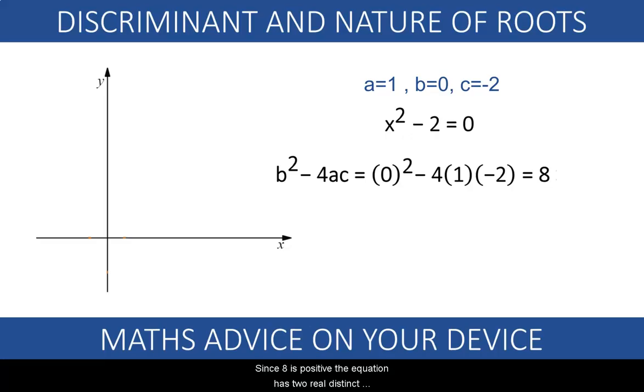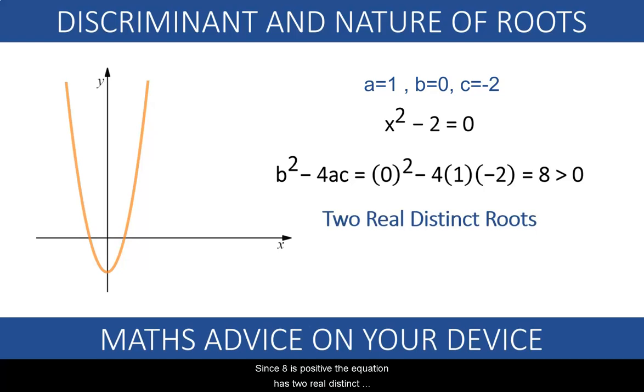For example, the quadratic equation x squared minus 2 equals 0 has discriminant 0 squared minus 4 times 1 times negative 2. Since 8 is positive, the equation has two real distinct roots. These are the x-intercepts of the parabola y equals x squared minus 2.